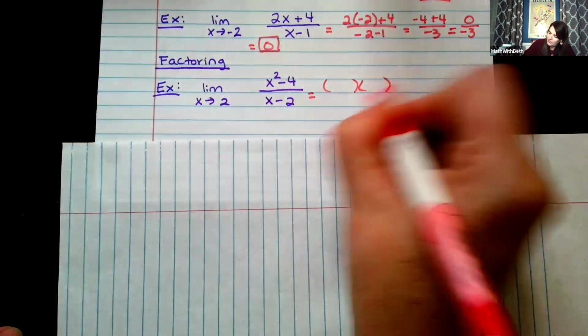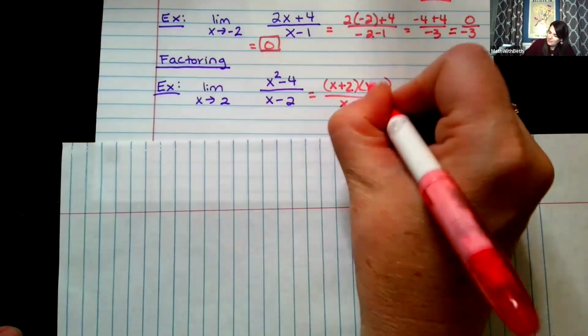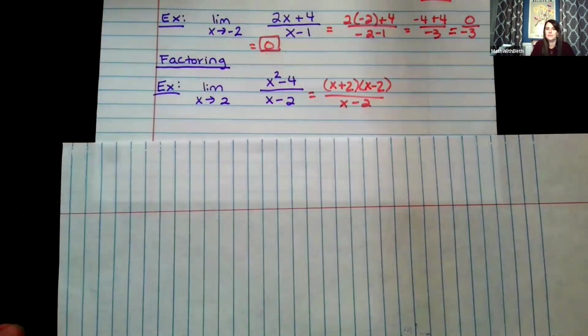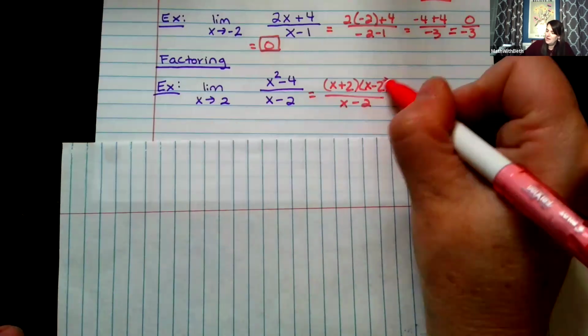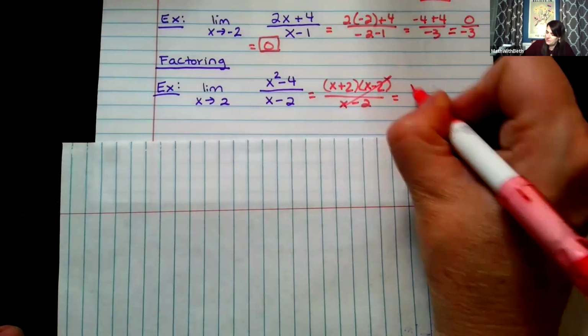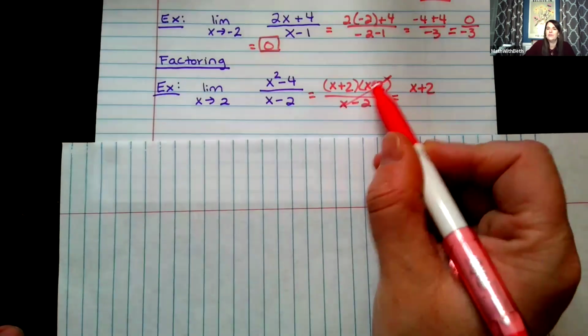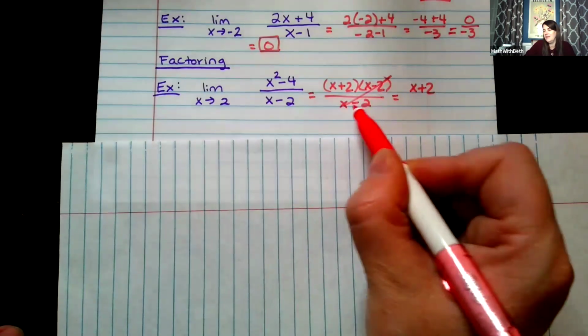But if we factor, and we can factor the top because it's a difference of squares, so it becomes x plus 2 times x minus 2. Then we can cross out the x minus 2's. So our final problem now becomes x plus 2. And now that we've reduced it, we've kind of eliminated the issue.